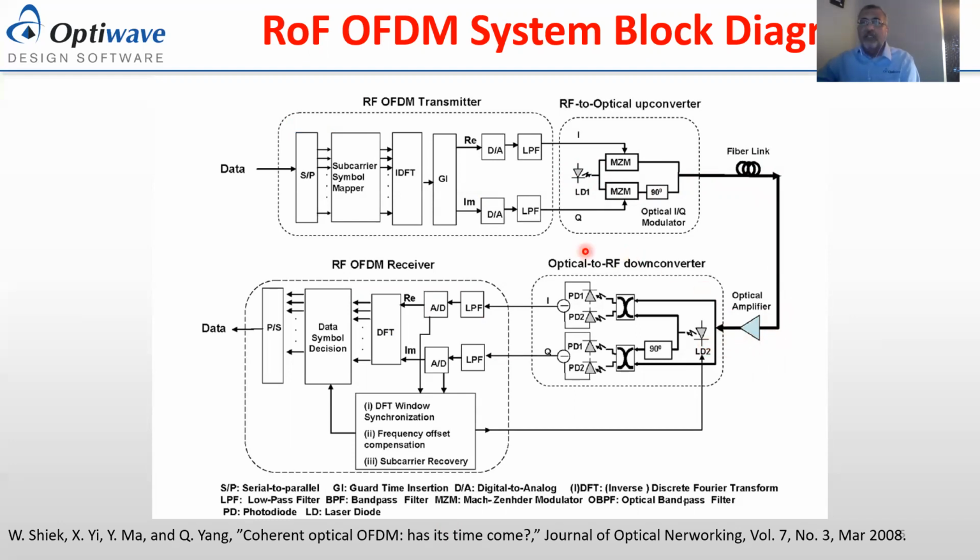And then eventually you have the down conversion from optical signal to RF signal, and the detection could be coherent or could be direct detection. He's going to talk about it in this presentation. Then at the end, we're going to have the receiver block, which basically deals with the RF OFDM signal, doing the detection of the different subcarriers, as well as the demodulation of the QAM signal.